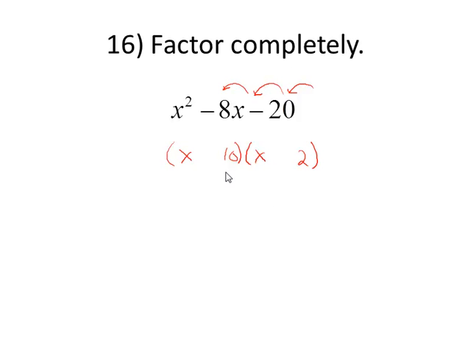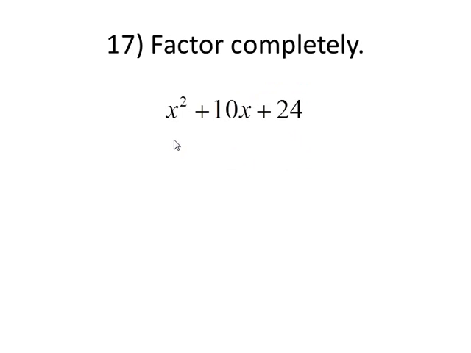I want to think about how do I combine a 10 and a 2 to make a -8. I can do that if it's a -10 and a +2. And my last check, I multiply the last two numbers to make sure I get the last coefficient. -10 times +2 is -20.